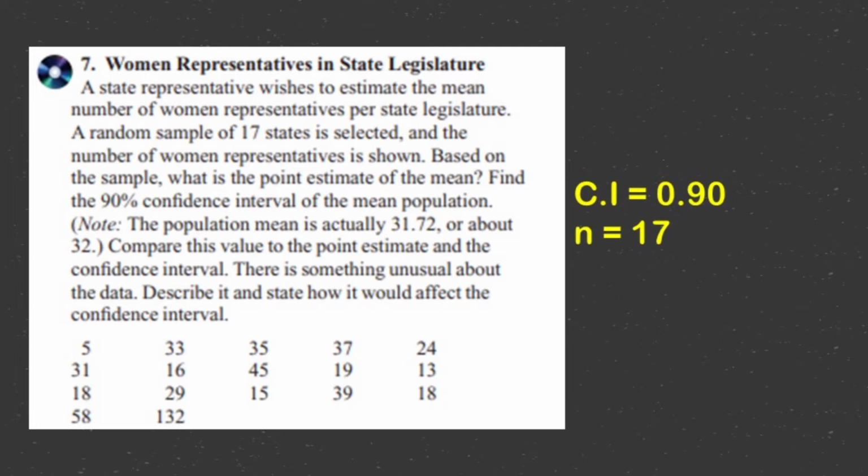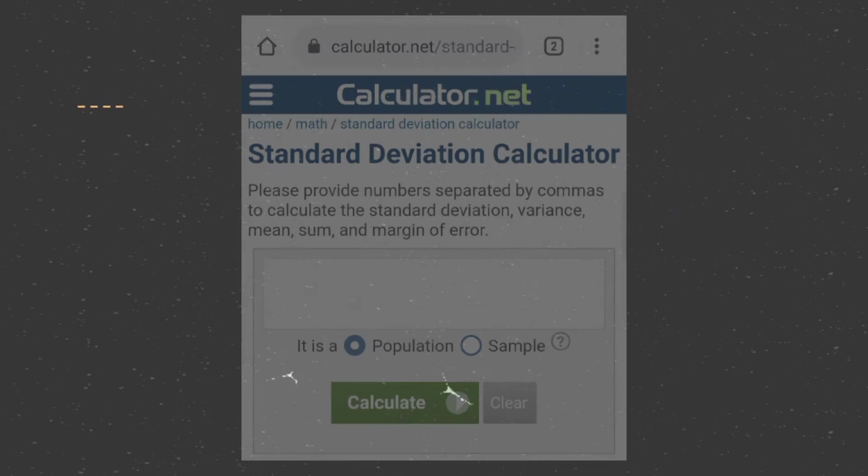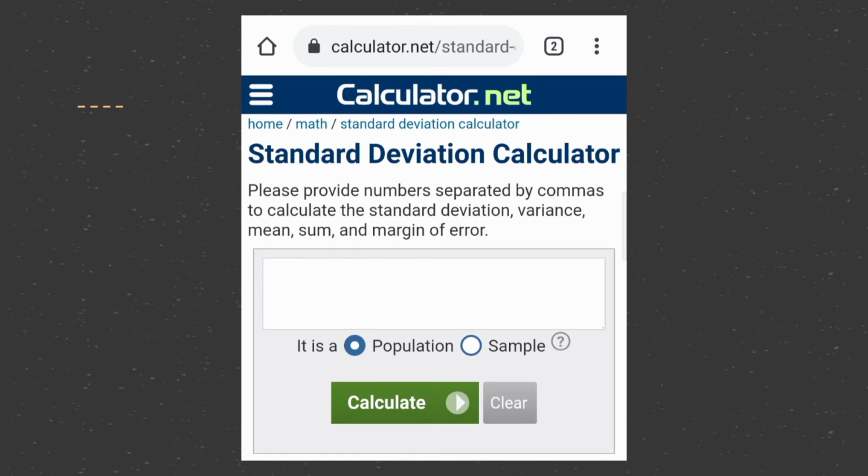So our given here is the confidence interval, which is 90% or 0.90, and our random sample, which is 17. As we observe, we don't have the mean and standard deviation in our problem. In order to solve that, we can use the formula to solve it manually, but we can maximize our technology to solve it easier, since that is the main purpose of our technology right now.